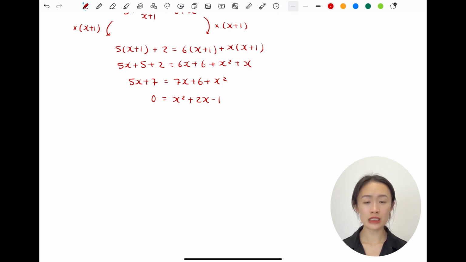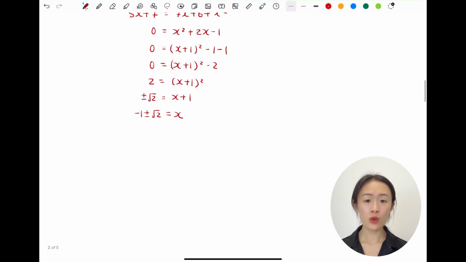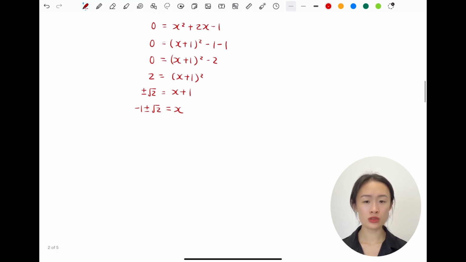Another way to solve it is by using the quadratic formula, or I can complete the square. So in this question, I'm going to complete the square, and we have (x plus 1) squared equals 2. Taking the square root of both sides. Now remember, a negative squared can also give us a positive value. So x plus 1 can be positive or negative square root of 2. Taking away 1 on both sides, now we have two answers for x. One is negative 1 plus root 2. The other one is negative 1 take away root 2.